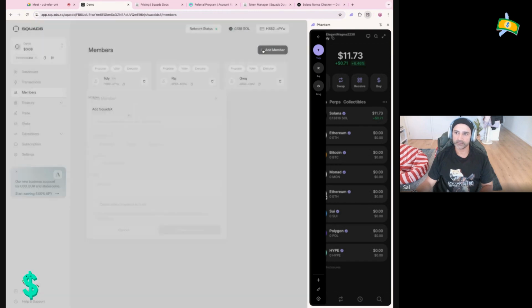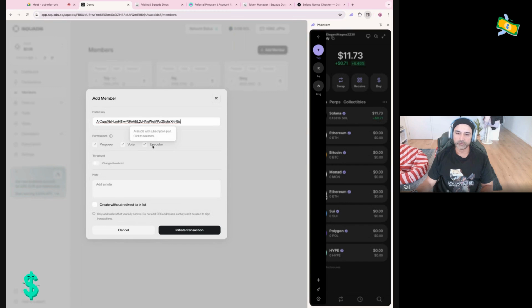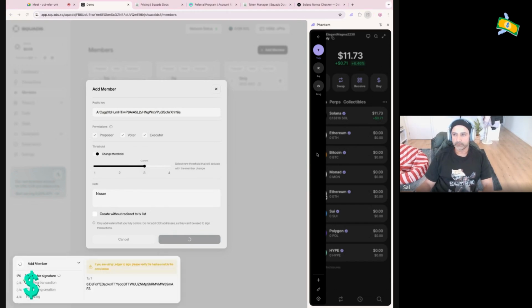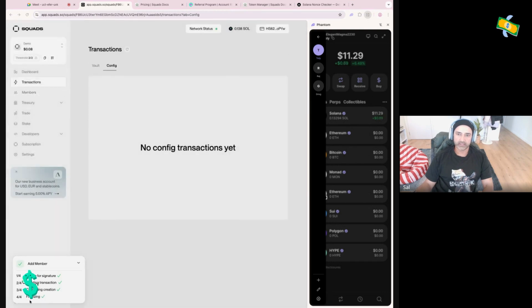And the screen's loading a bit. Here we go. Right, we could remove him as an executor, but we can allow him to be a voter or a proposer, right? We're going to not change the threshold. We'll just leave it at 3. So now one of my wallets doesn't need to sign anymore. And we just add Nissan and we initiate it. So we go through the board. We sign off on it saying, yep, we approve. We're adding Nissan as a member.